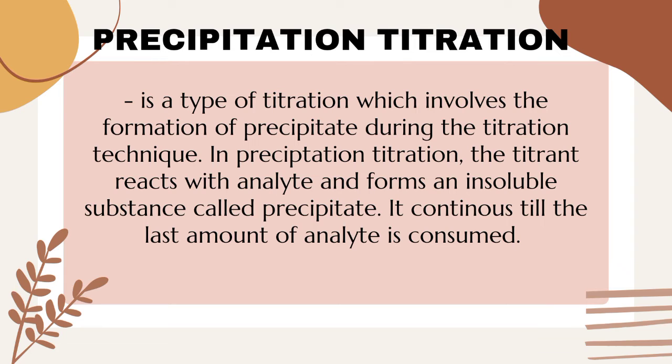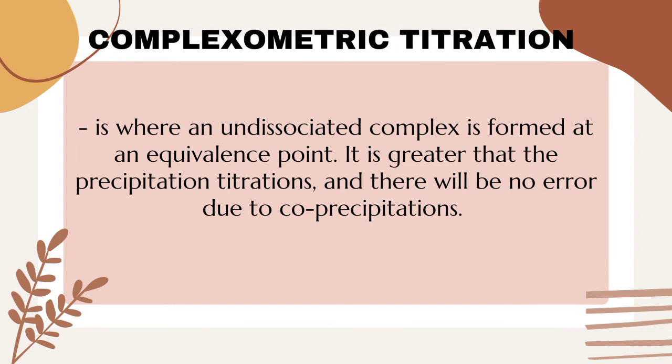In precipitation titration, the titrant reacts with the analyte and forms an insoluble substance called precipitate. It continues till the last amount of the analyte is consumed. A complexometric titration is where an undissociated complex is formed at an equivalence point. It is greater than the precipitation titration and there will be no error due to co-precipitations.